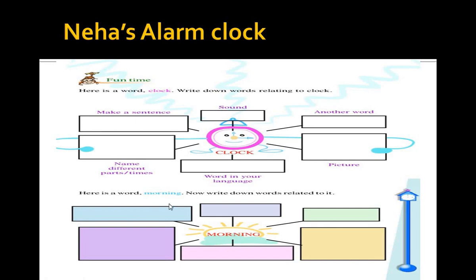Okay. Next, here is a word morning. Now write down words related to it. Write down six different words that are related to morning. Okay. Let me give you a hint with the word morning. I would say sunrise, or I would say peaceful, calm. Just write as many words as you can form with your own imagination. Okay, you don't need to take help from anyone. You have your own beautiful mind, and you can think very beautifully through it, right?